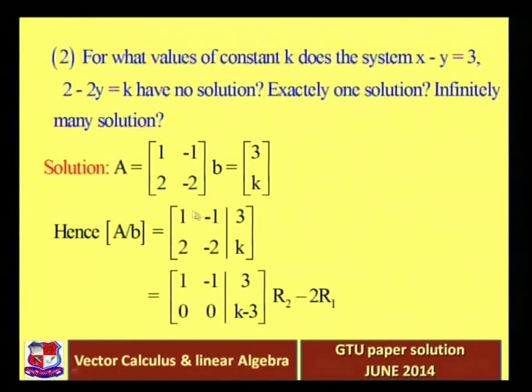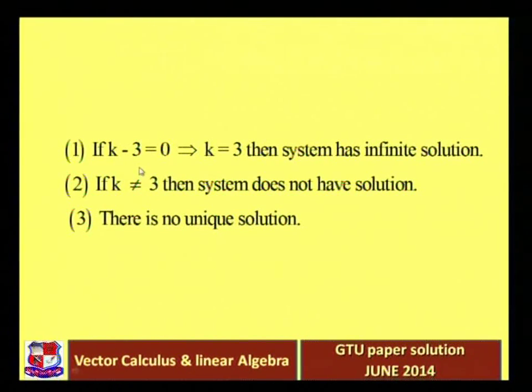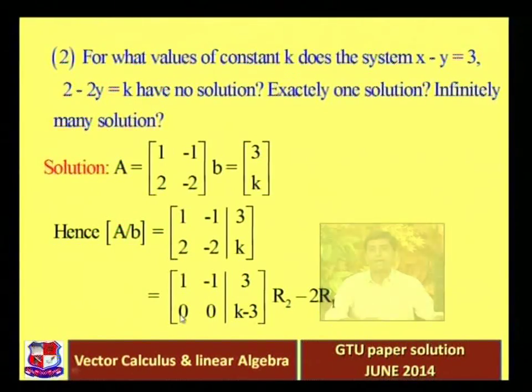Okay, we are multiplying the first row with minus 2 and adding it into the second row. So that's why here it is written R2 minus 2 into R1. So the first row is as it is, 1, minus 1, 3. The second row is now 0, this is also 0, right, and this is k minus 3. Okay, now if k minus 3 is equal to 0, then the system has infinitely many solutions, right, because in that case the last row becomes 0.